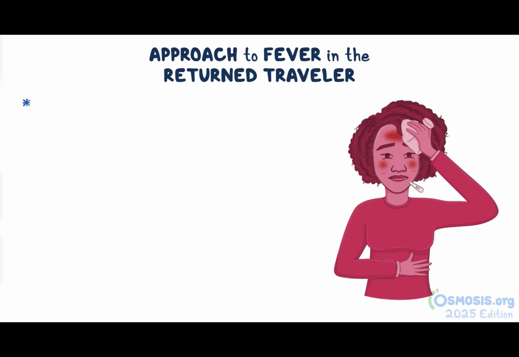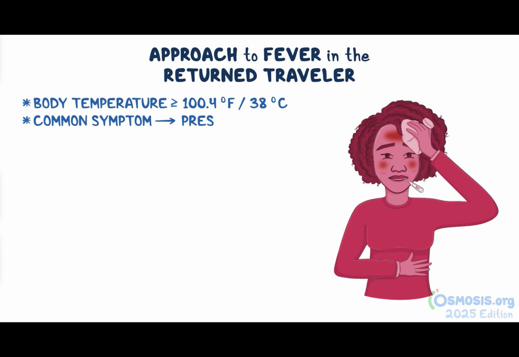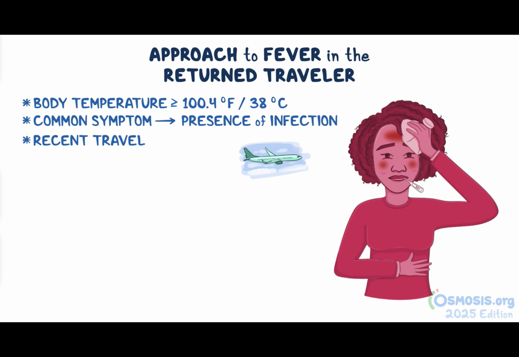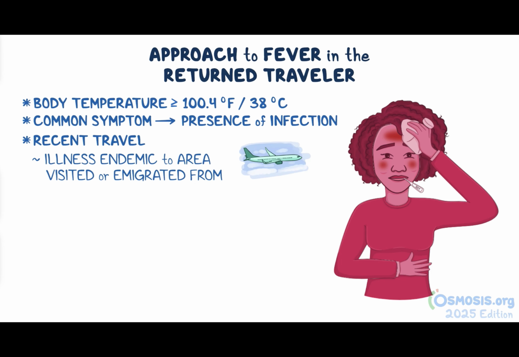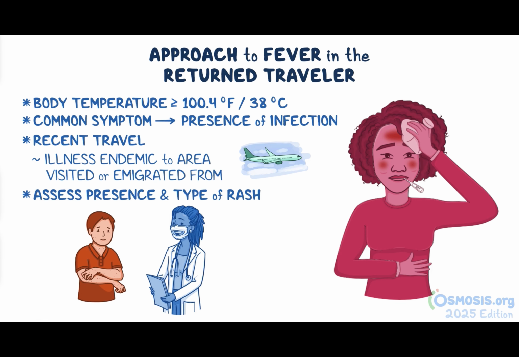Fever, defined as a body temperature of at least 100.4 degrees Fahrenheit or 38 degrees Celsius, is a common symptom that can indicate the presence of infection. When talking about patients returning from recent travel, a fever might point to an illness endemic to the area they visited or emigrated from. There are many conditions to think about here, but assessing for the presence and type of rash can help you narrow down the differential.